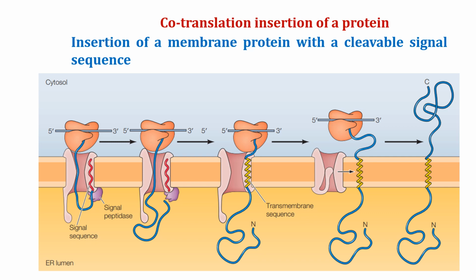Therefore, the first one is insertion of membrane protein with the cleavable signal sequence, which was described in my previous video, and the link is given in the description box. Please check and watch it. Hence, we now understand the second way, insertion of membrane protein via internal transmembrane sequences.